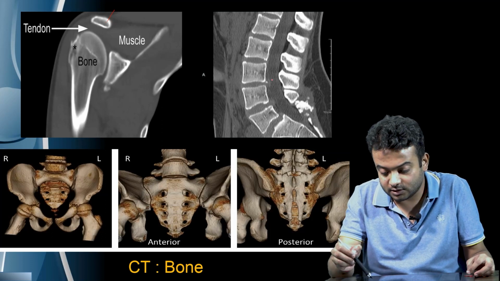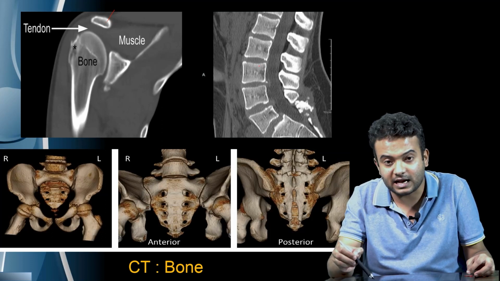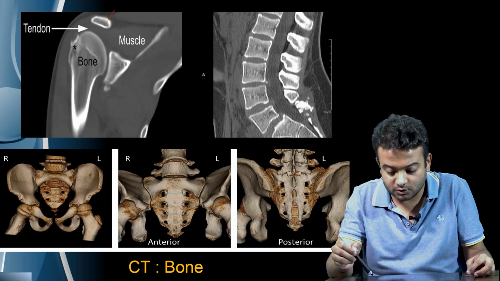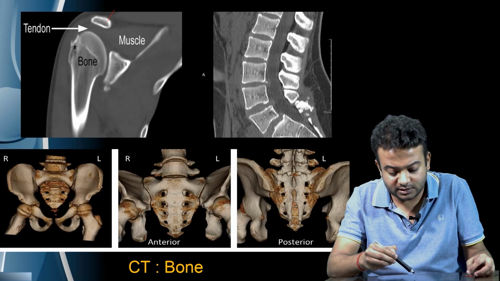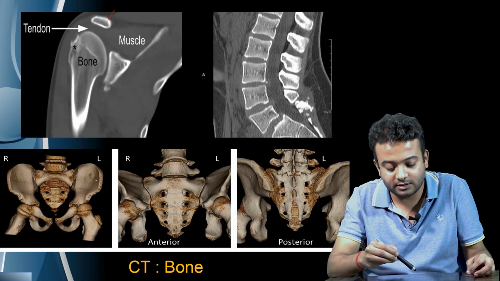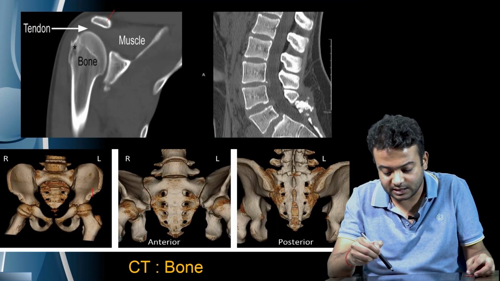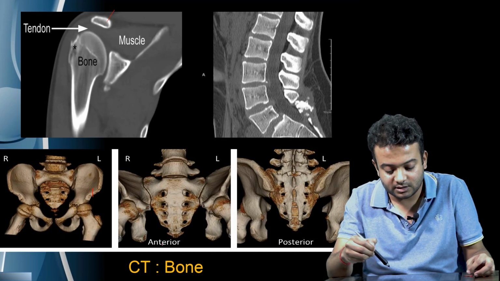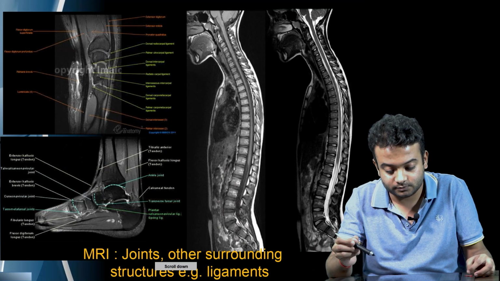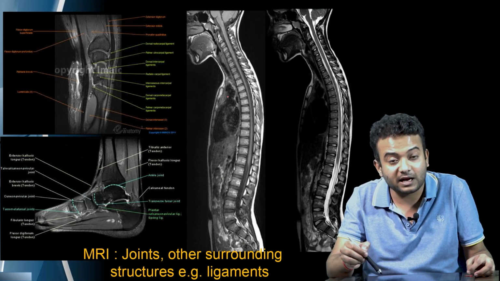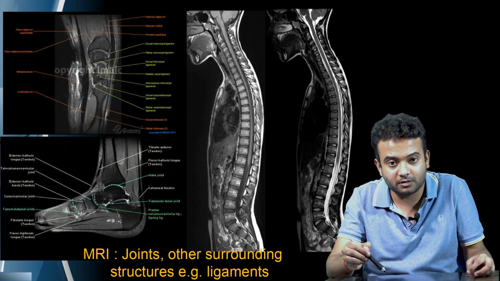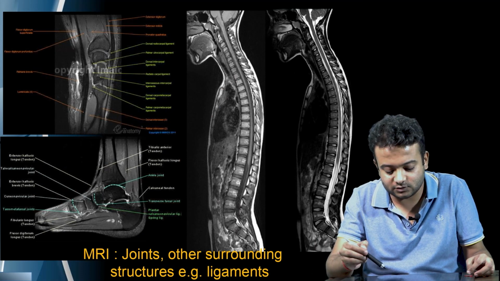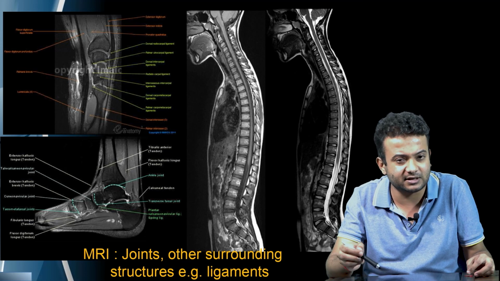And this is the X-ray lateral view of the pelvis and the lumbosacral spine, and these are the reconstructed 3D images. This is the anterior, posterior, and 3D reconstructed images, which are the CT reconstructed images. These are MRI images, which are better for delineating the soft tissues, the joints, as well as the surrounding structures, the ligaments, tendons, etc.